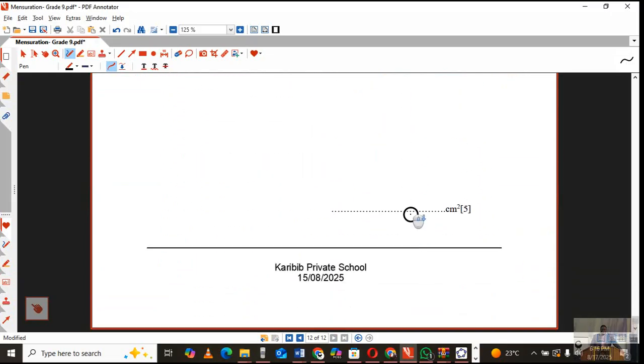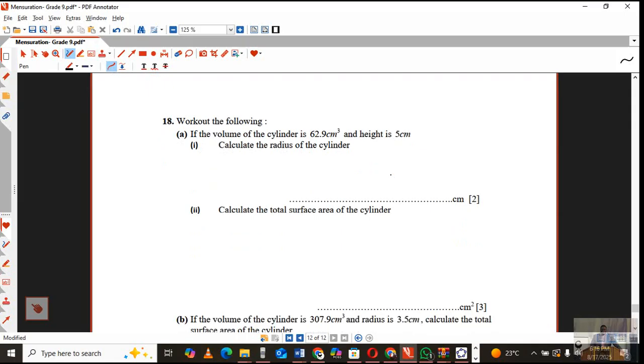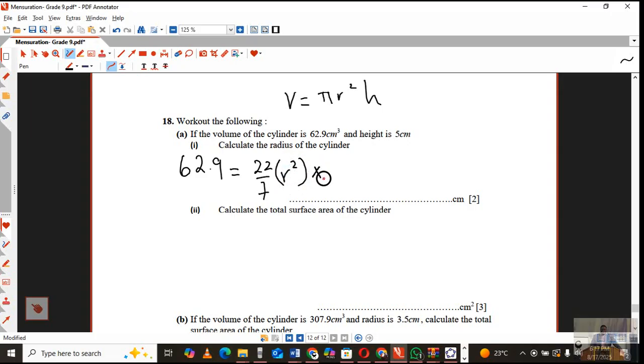Right, question 18, which I think is the last question. They say if the volume of a cylinder is 62.9 cubic centimeters and the height is 5, find the radius. Now volume of cylinder is pi r squared times height. What do they give us? They give us the volume, which is 62.9. Pi is 22/7. The radius is what we are looking for. R squared is missing. And the height is 5.